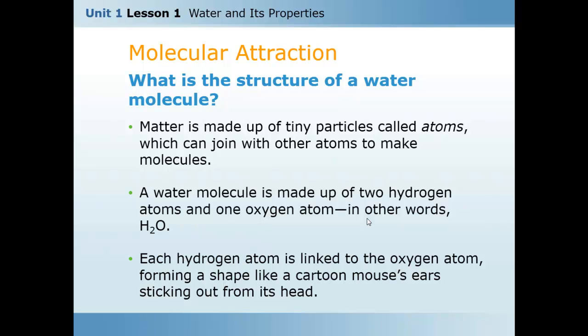Matter is made up of tiny particles called atoms, which can join with other atoms to make molecules. So matter is made up of tiny particles. These tiny particles, we call atoms, which can join with other atoms to make a molecule. A molecule of water is made up of 2 hydrogen atoms and 1 oxygen atom.